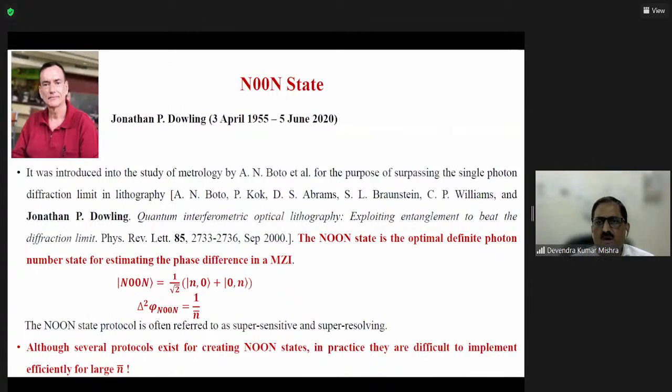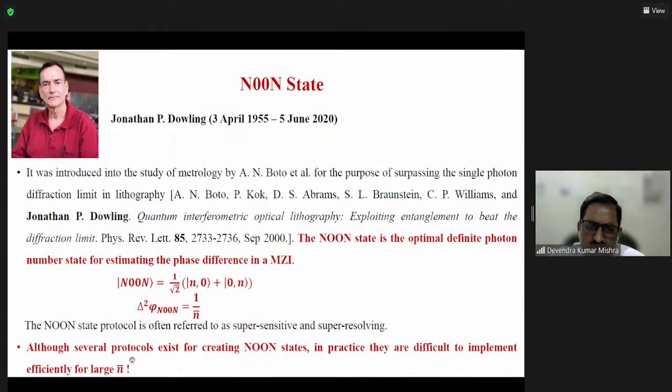Now, the question is, is there any state from which we can reach up to the Heisenberg limit? The answer is yes. The state is the NOON state proposed by Jonathan Dowling. The NOON state is defined as 1 upon square root of 2 times the sum of ket N0 plus ket 0N, and using this state we can reach up to the Heisenberg limit. Thus, the NOON state protocol is also referred to as super sensitive as well as super resolving.